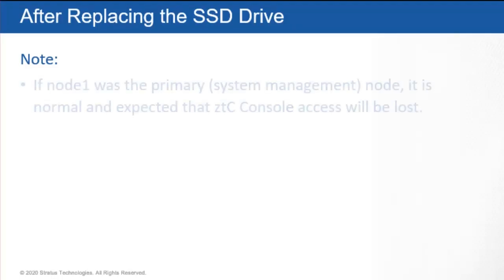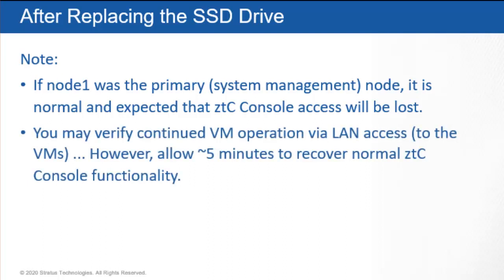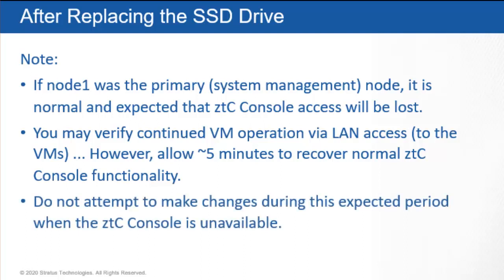Please note, if node 1 was the primary, also known as the system management node, it is normal and expected that the ztC console access will be lost. You may verify continued VM operations via LAN access to your VMs. However, allow approximately 5 minutes to recover normal ztC console functionality. Do not attempt to make changes during this expected period when the ztC console is unavailable.